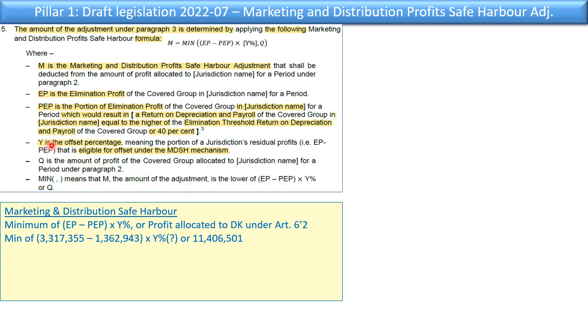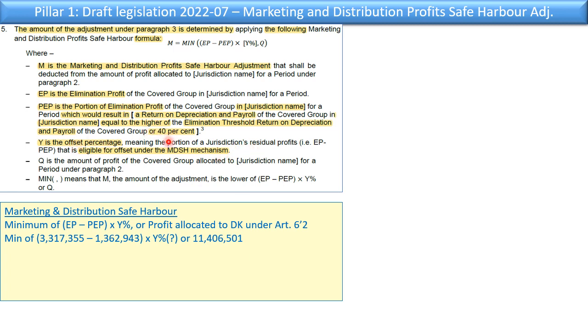Y is the offset percentage, meaning the portion of the jurisdiction's residual profit, which is EP minus PEP. So that's what I just said, right? So you need to deduct EP minus PEP. So that is at 1.9 million. So Y is the offset percentage, meaning the portion of the 1.9 million that is eligible for offset under the MDSH mechanism. To me, this seems like a circular sentence, no matter how I interpret it, and I still don't know what Y is.